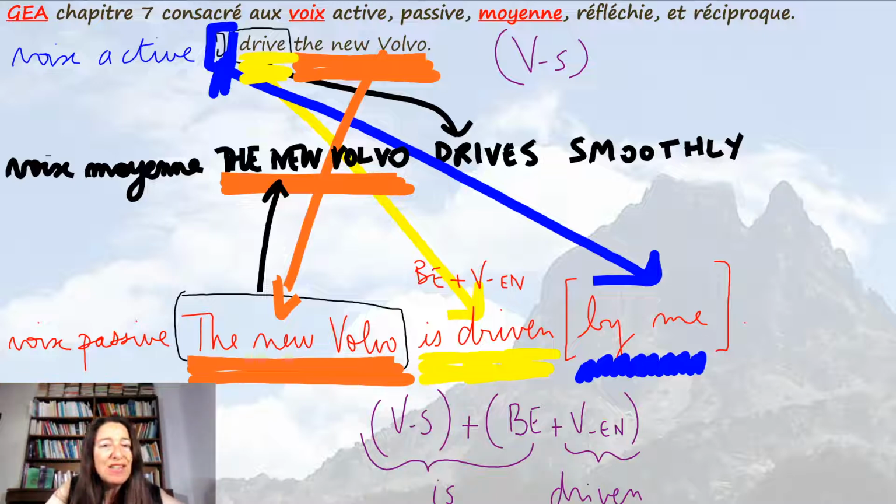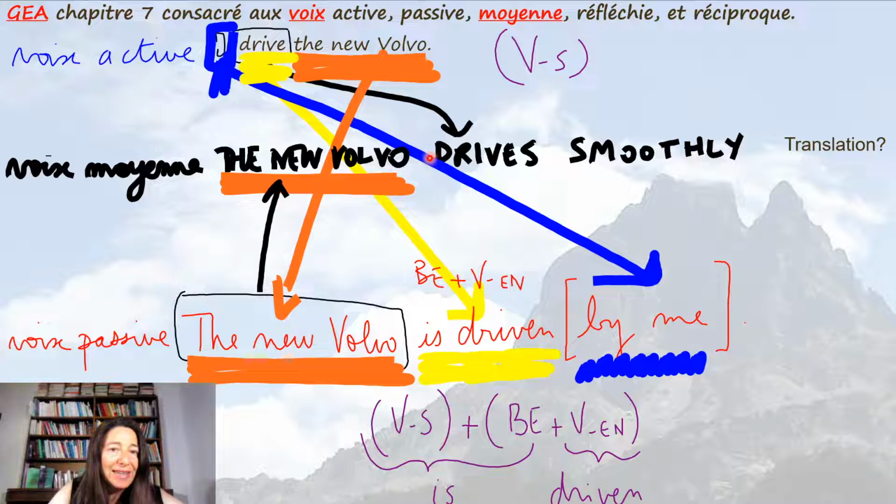How about the translation for this medium voice? Well, usually what happens is that in French, we're going to use a translation with a pronominal verb. So that would be la nouvelle Volvo se conduit tout en douceur. And this is very often the case to translate medium voice sentences. You use pronominal verbs in French.